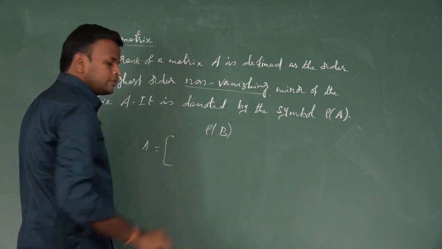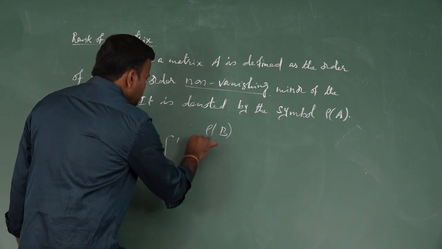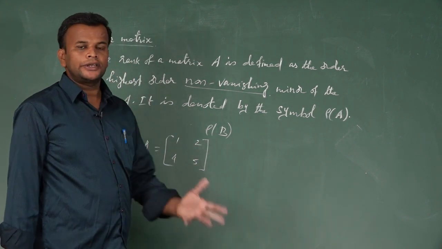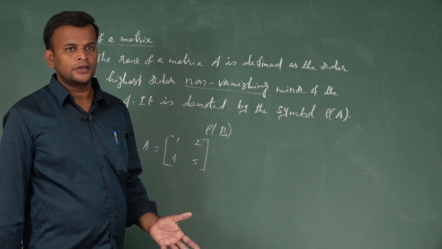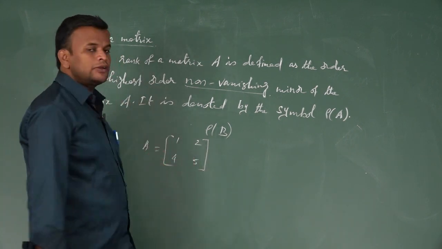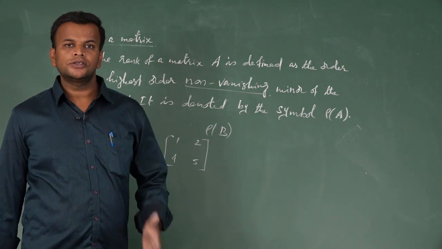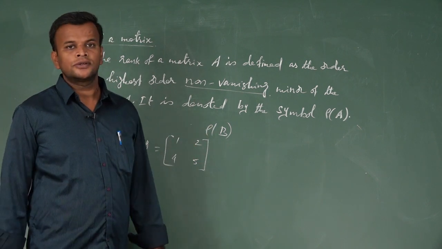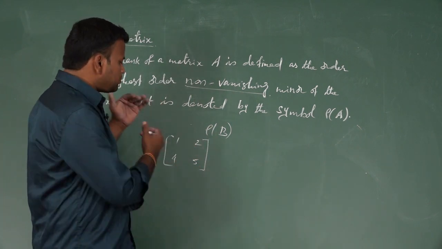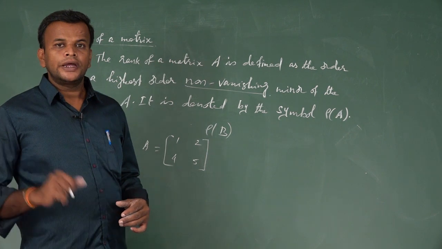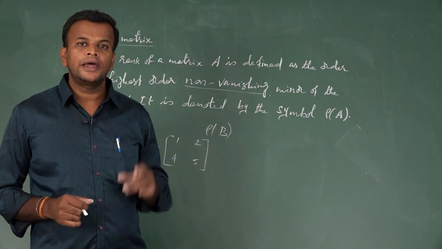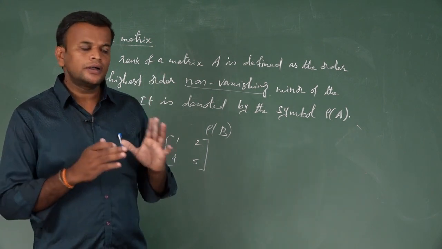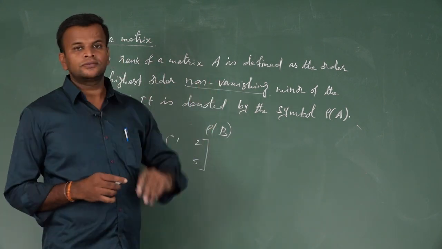Suppose one matrix A, whose values are 1, 2, 4, 5. To find the rank of the matrix, there are two ways. One is to find its determinant value. Suppose it is non-zero, then the rank of the matrix is 2 because it has 2 non-zero rows. Suppose its determinant value becomes 0, then the rank of the matrix is 1. The rank is not equal to 0 unless all the entries of the matrix are 0.